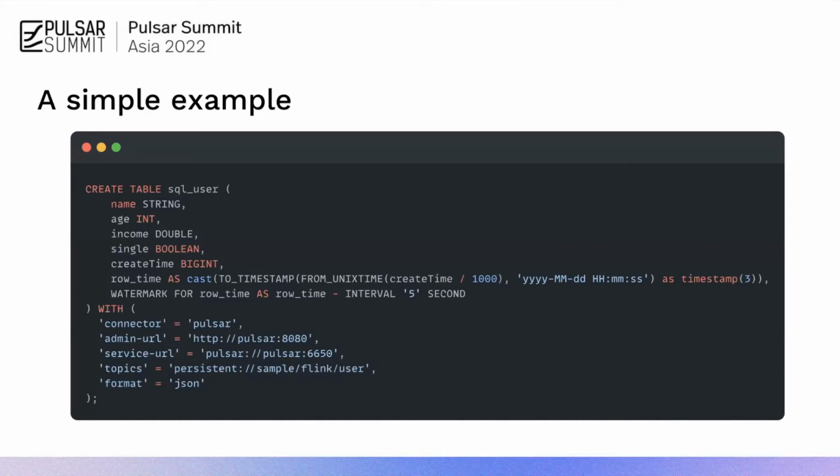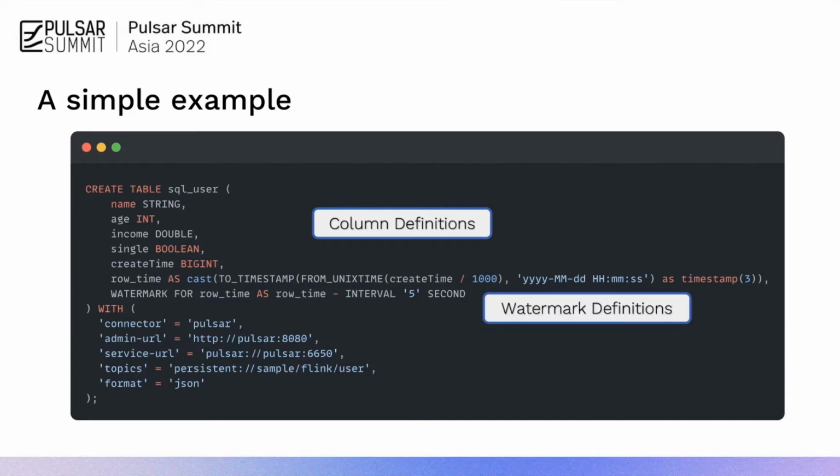Okay, let's look at a simple example. First, this is the create table statement. We're creating a table called SQL user using the SQL connector. And we can see the column definitions, like age, name, income, and single. And then we will see the watermark definitions.